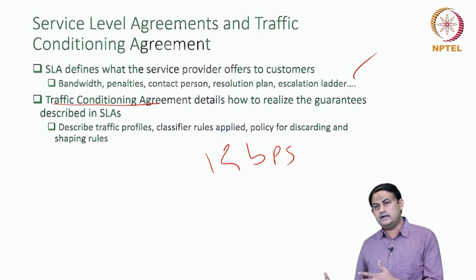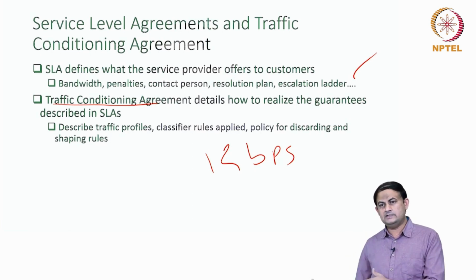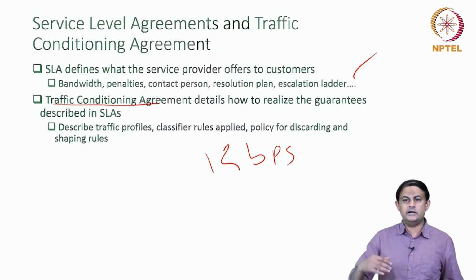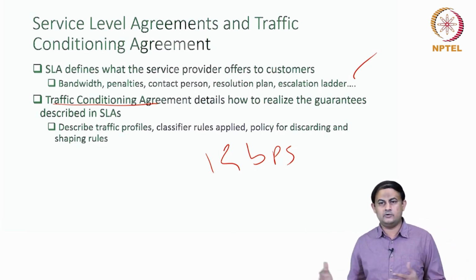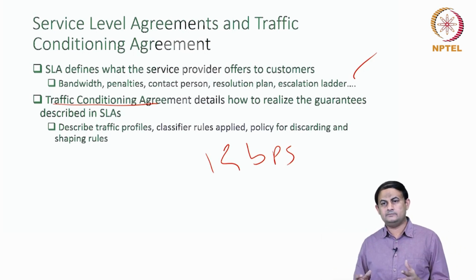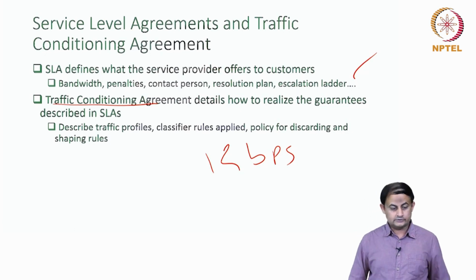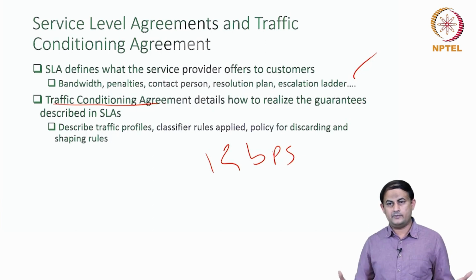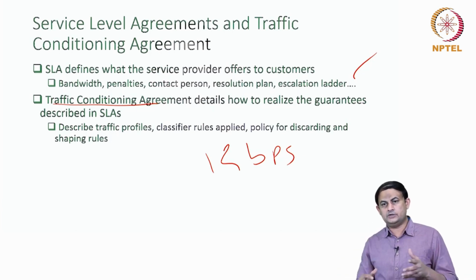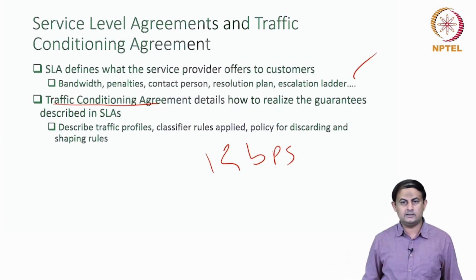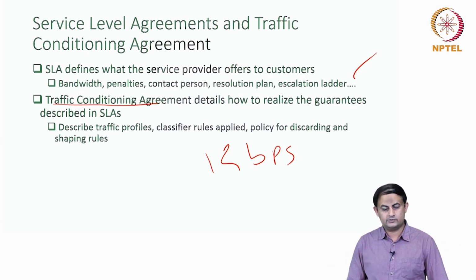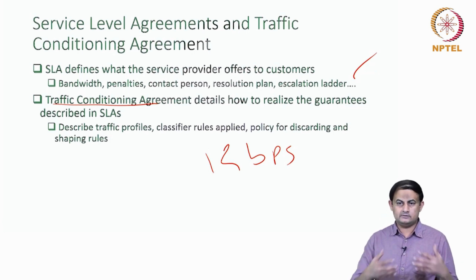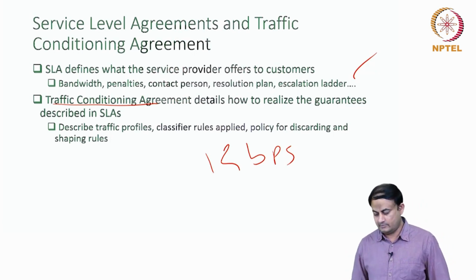If you violate that 1 Gbps, which is the profile, then there are consequences. The service provider is not going to guarantee you the same kind of reliability or the same kind of end-to-end delay for that kind of traffic. So that's what the traffic conditioning agreement is. You define the traffic profile. If the end user traffic meets what is defined in that profile, then the service level agreements are going to be in force, and you can expect that kind of service from the service provider.